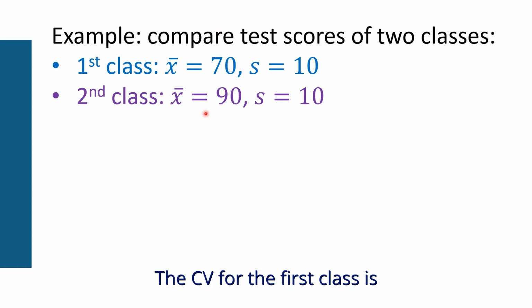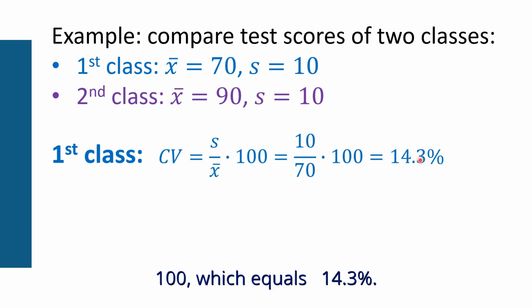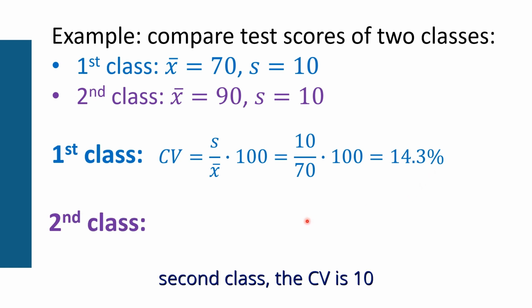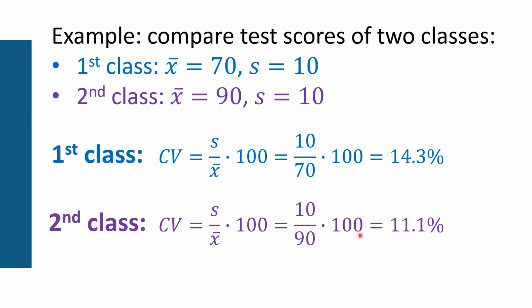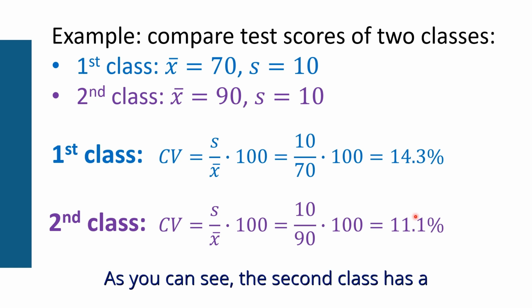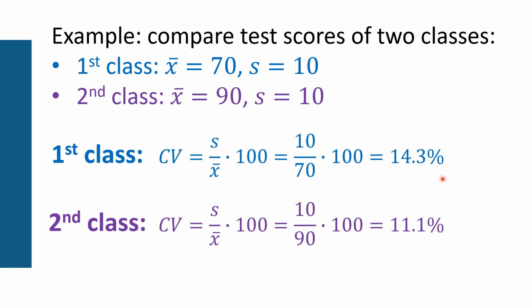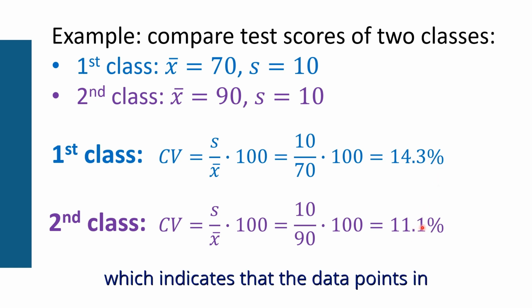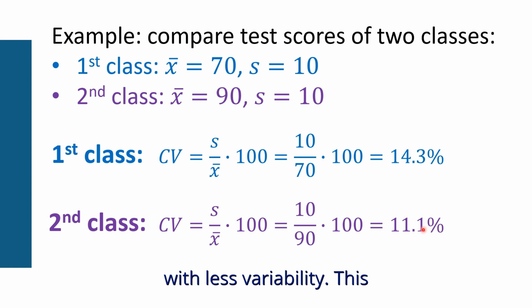The CV for the first class is 10 divided by 70 multiplied by 100, which equals 14.3%. For the second class, the CV is 10 divided by 90 multiplied by 100, which gives us 11.1%. As you can see, the second class has a lower CV than the first class, which indicates that the data points in the second class are closer to the mean with less variability.